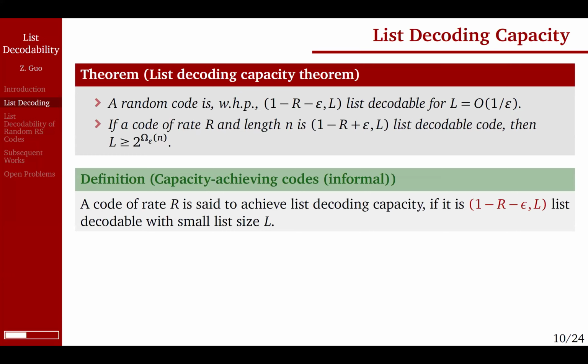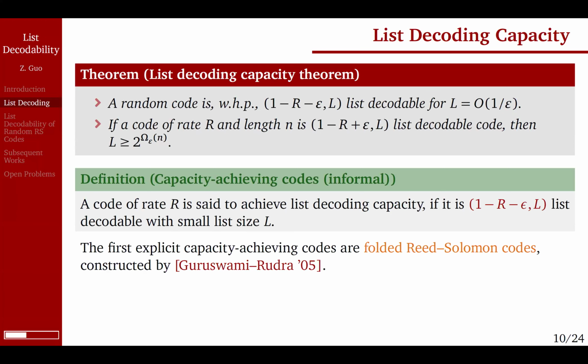When we say a code is capacity achieving, this is over a large field. It means list decoding achieves this capacity, the radius 1 minus R minus epsilon, with a reasonably small list size, even poly(n) is good enough. It's not easy to construct explicit capacity achieving codes.